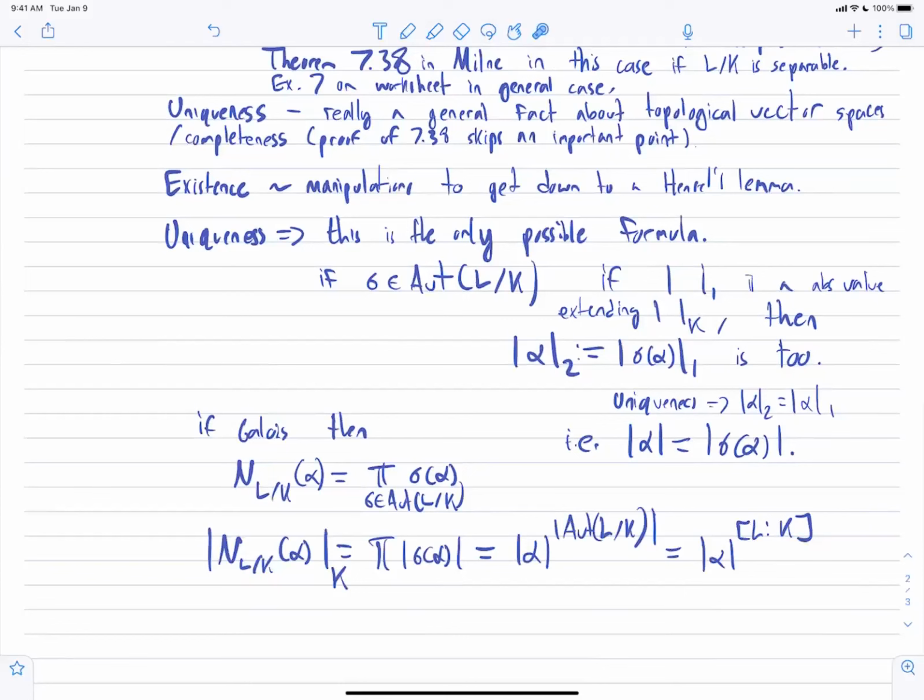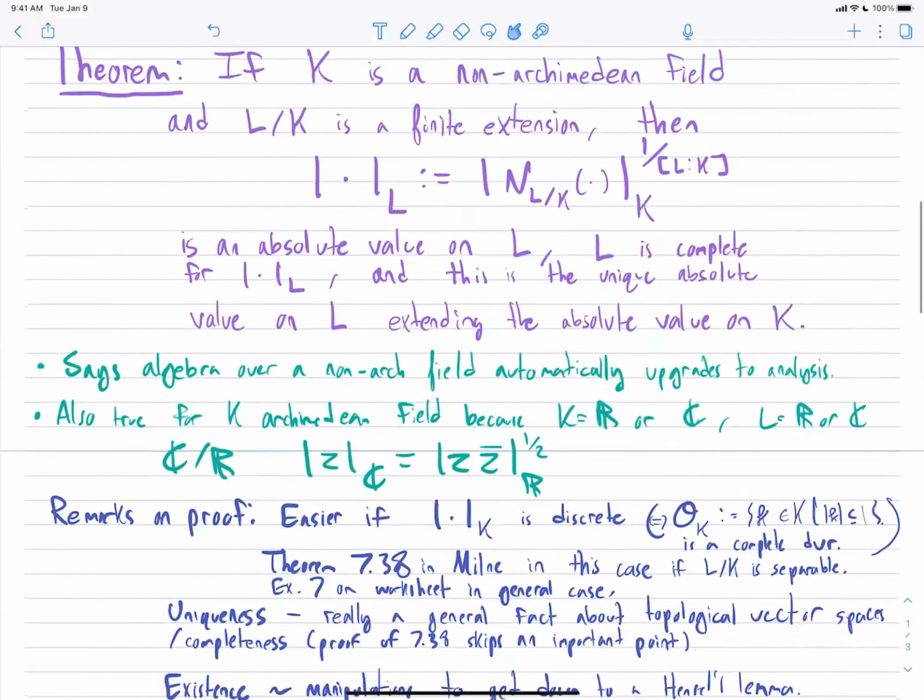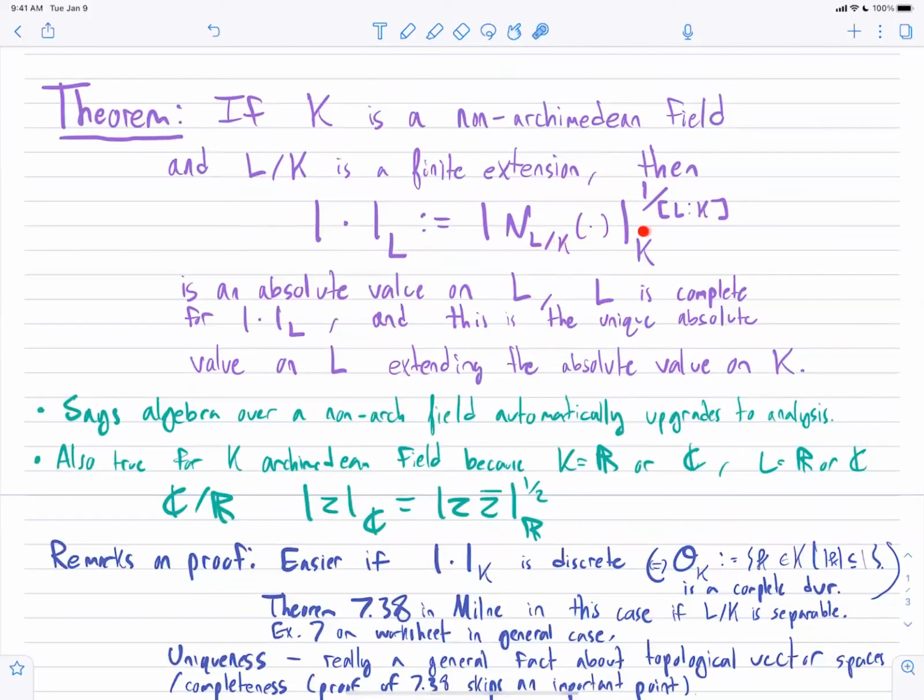When you just look at this, it might seem like how would you ever know to guess that this was a thing? But that's not how you should think about it. Uniqueness is a very general fact about topological vector spaces. So you know it's going to be unique, and once you know it's unique, you can deduce that this basically has to be the formula, and all that's left to do is check that this really does define an absolute value, with some other trick.